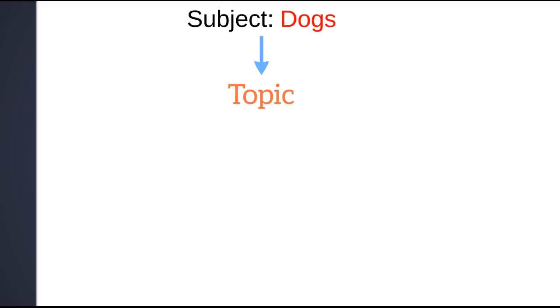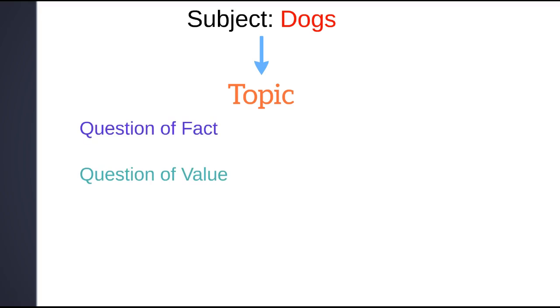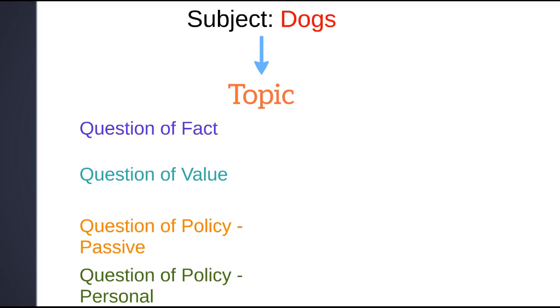So when we're thinking about topics, you have to first start with a subject area. I'll give you the example here of dogs. Now remember, when we're narrowing in on a topic, you then have to pick from these options: question of fact, question of value, question of policy, passive, and question of policy, personal. All of these could fit this topic. It's really up to you to pick.